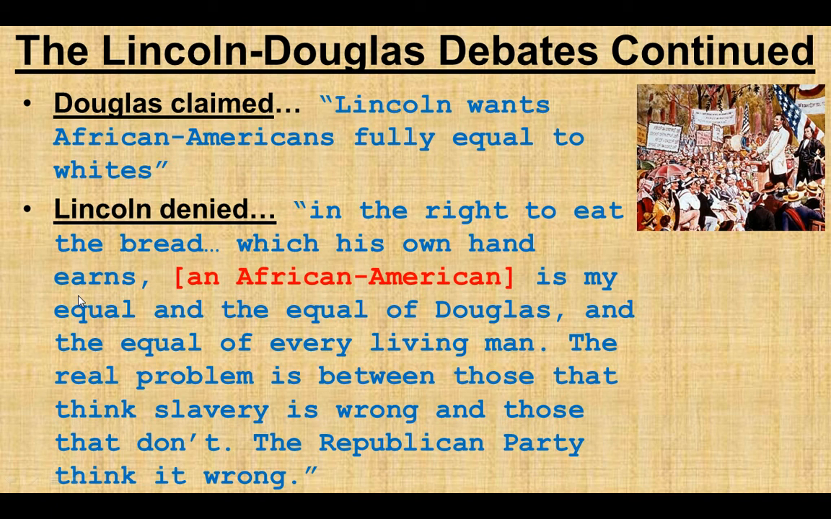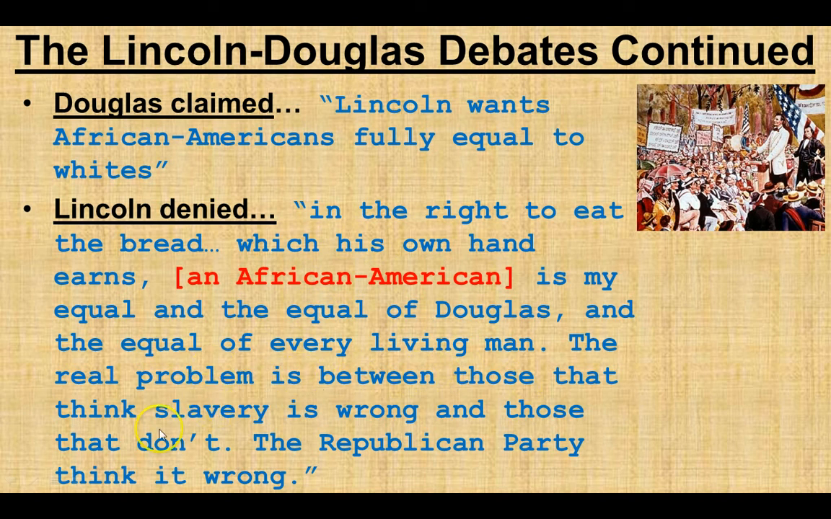He said that he wants them fully equal to whites. And Lincoln says, I do not want them fully equal to whites. I want them to have the right to eat bread, which his own hand earns. He is my equal, and African American is my equal, and the equal of Douglas, and the equal of every living man. So just the right to be able to work freely and live on your own is what he supported at the time.